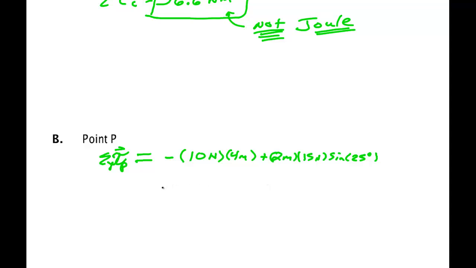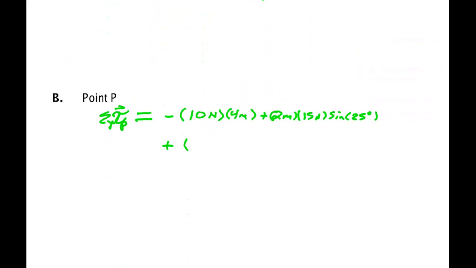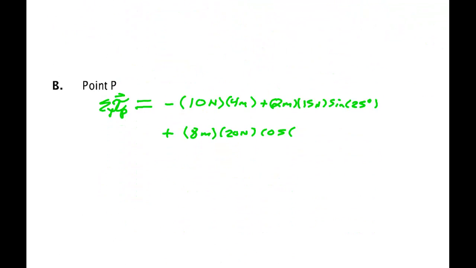And then we've got another plus, and this time the distance between point P and this force is a total of 8 meters times 20 newtons times the cosine of 30. So 8 meters, 20 newtons, cosine of, and what did I say, 30 degrees? Yes, 30 degrees.